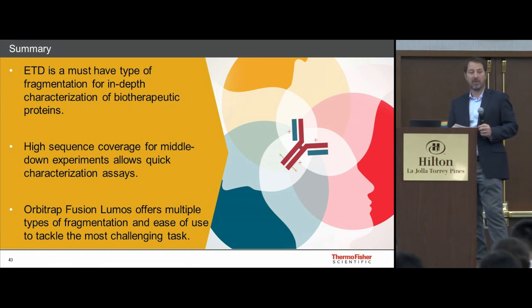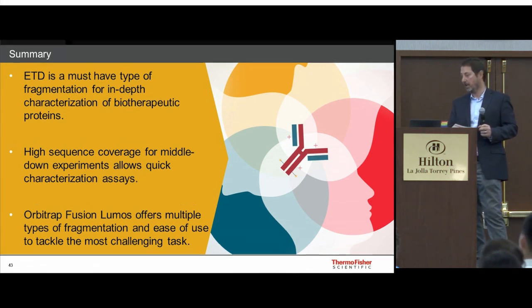With the middle-down experiment, we get very high sequence coverage, so now we can use it to answer a question. It's not just an exercise of whether we can get high sequence coverage. And finally, the Orbitrap Fusion Lumos offers multiple types of fragmentation and ease of use, which I think is very important, because there are a lot of analyzers on it, a lot of experiments you can design, and the way the tune is done, it's very, very easy to use.